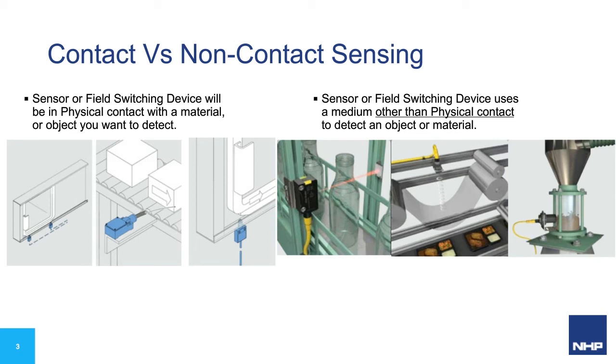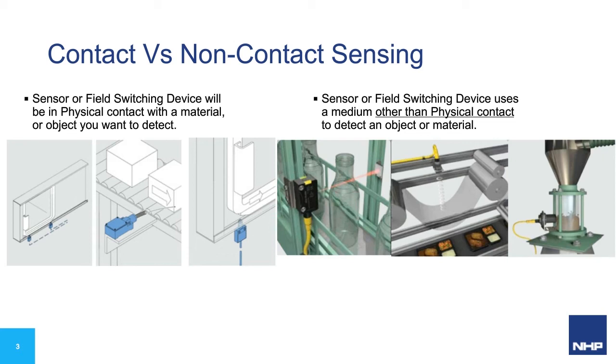Non-contact field switching and sensing technologies rely on the sensor using another medium, which it monitors to indirectly detect the material or object you're looking at. The sensor is free to monitor these objects and materials from a distance using the medium in order to trigger detection. When we say the sensors use another medium, these include things such as light, sound, magnetic fields, also measuring and sensing of inductive fields and capacitive fields. So it's important to be aware of these two differences.